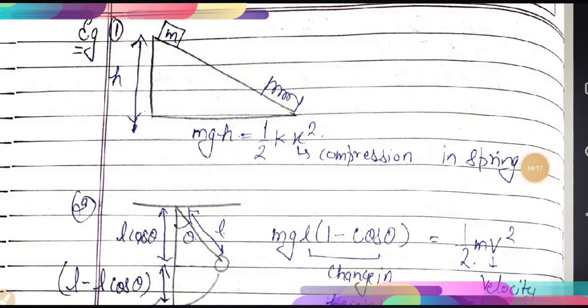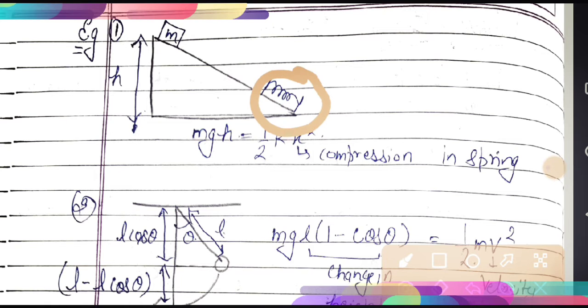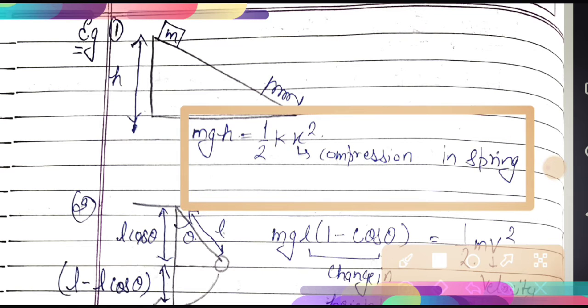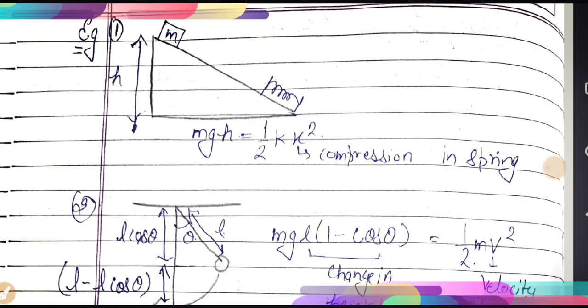For example, we have a block resting on the top of this wedge. When it comes down and hits this spring, the initial potential energy of mgh gets stored in the spring in the form of half kx square. Thus, the energy is conserved.